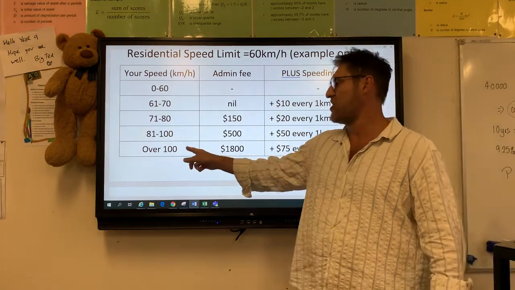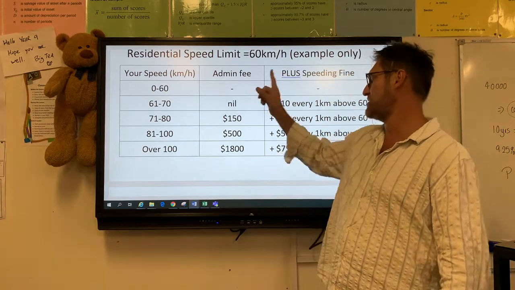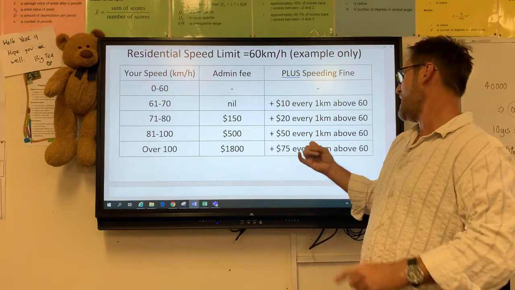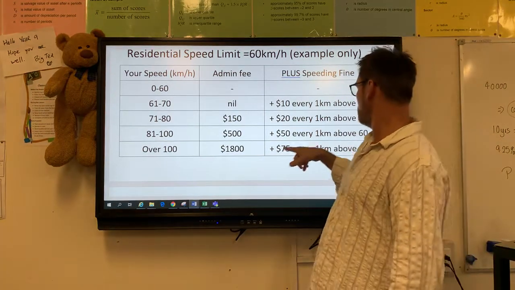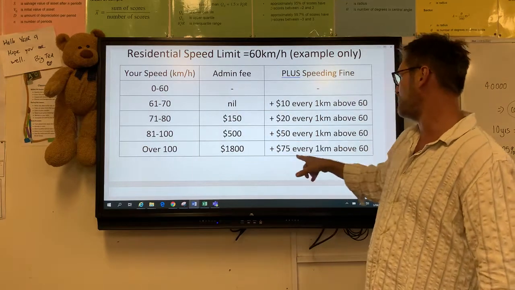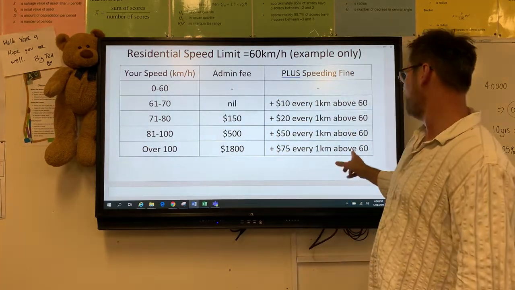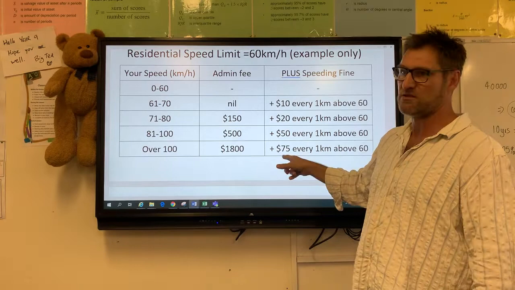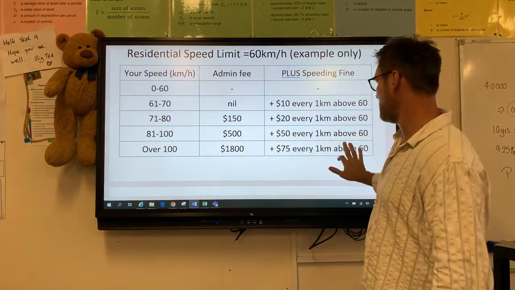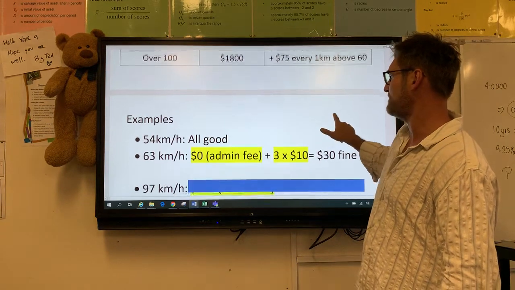So if we did 101 kilometres per hour in a 60 zone, we pay $1,800, bam. And you went over by an extra 41 kilometres. If you did 101, you're over now by 41 kilometres. 41k's times $75, you're going to pay a fortune in a speeding fine. So I've done a couple of examples to try and help with that.